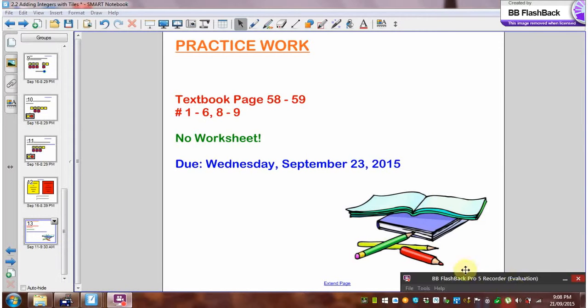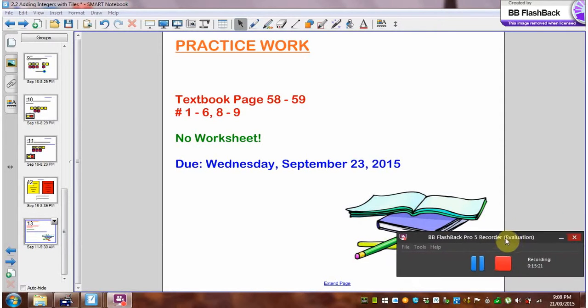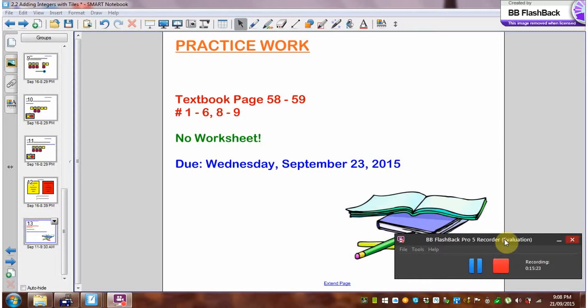Okay, that's it for today. I hope you learned a little bit about that. We're going to continue on with this work next class, and we're going to start working on adding these positive and negative numbers without using the tiles, but instead using what we call a number line. So that's next lesson, but good luck with this work, and let me know if you have any questions.